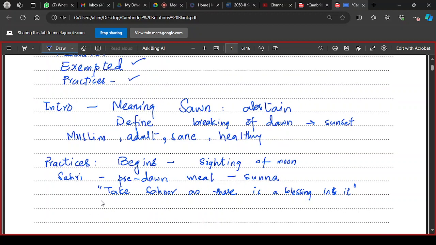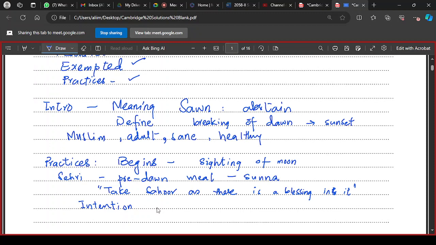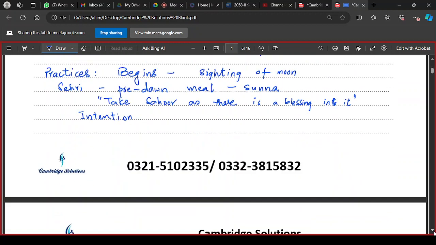Along with Sehri, they make the intention. Talk about niyat, intention. They intend to observe the fast. Although there is no specific dua or wording, usually Muslims make their intention with these words: I intend to keep tomorrow's fast of the month of Ramadan. You can even mention that it is not necessary to say it with your tongue. It is sufficient to make an intention in your heart.